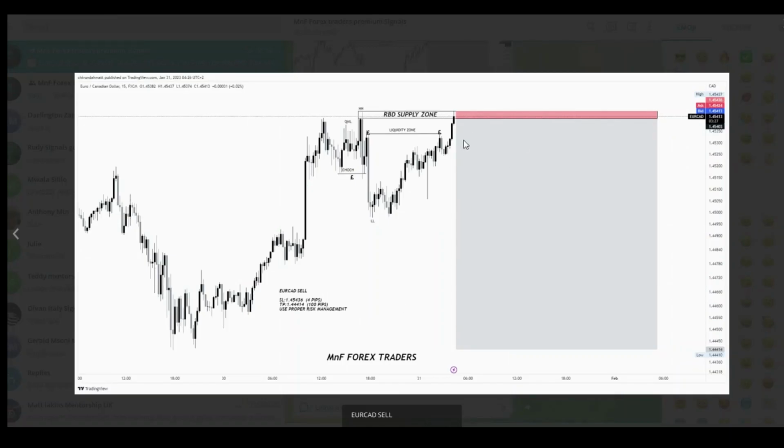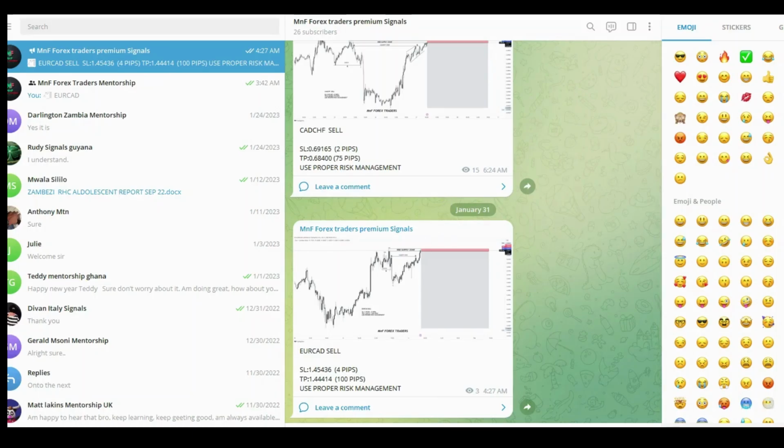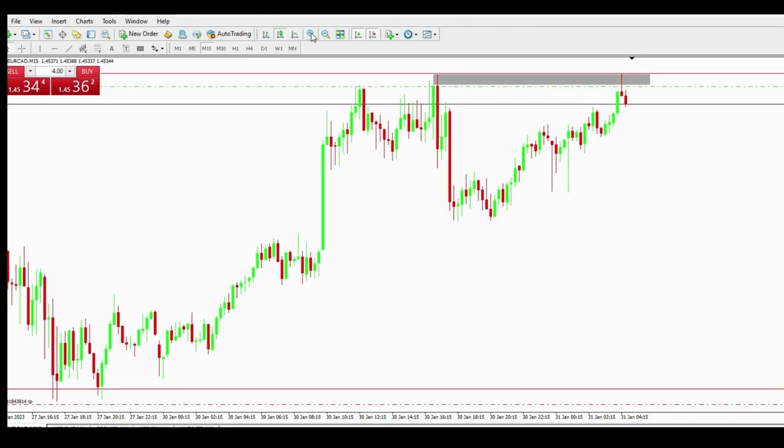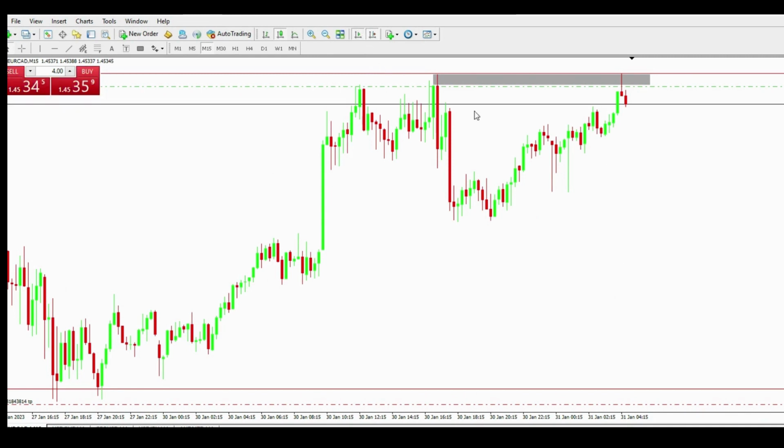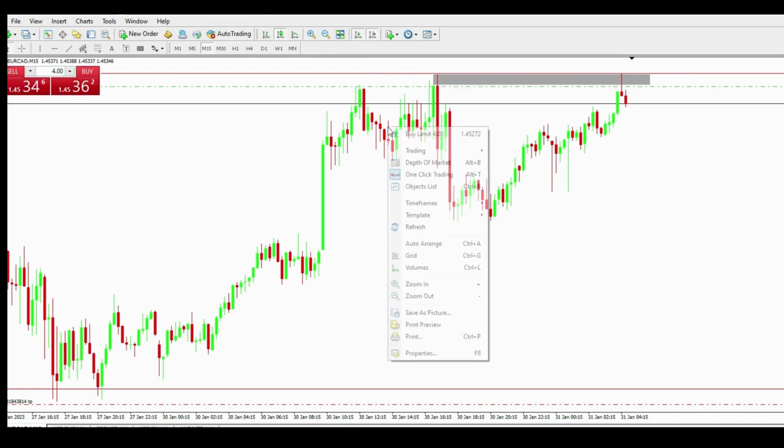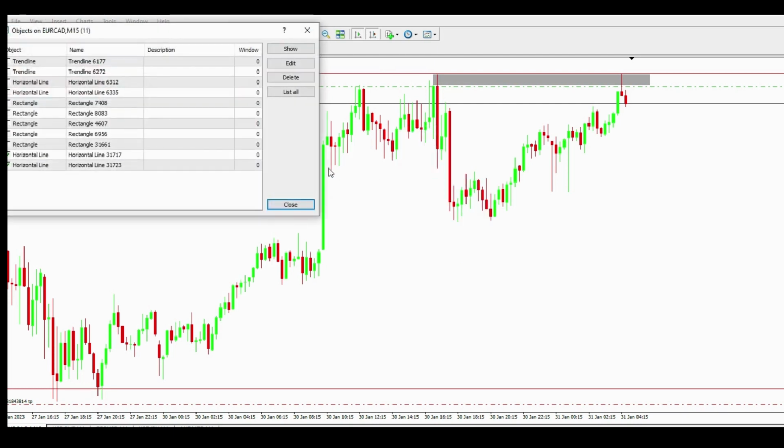You can clearly see that the signal was sent right here, and right now the market is still moving, and it has dropped a little bit. And personally, I was able to take this trade as well. So this trade is a 4 pips stop loss and 100 pips target, right? And you can clearly see that we're already more than 1 hour in because our stop loss is just right there. Let me just show you.